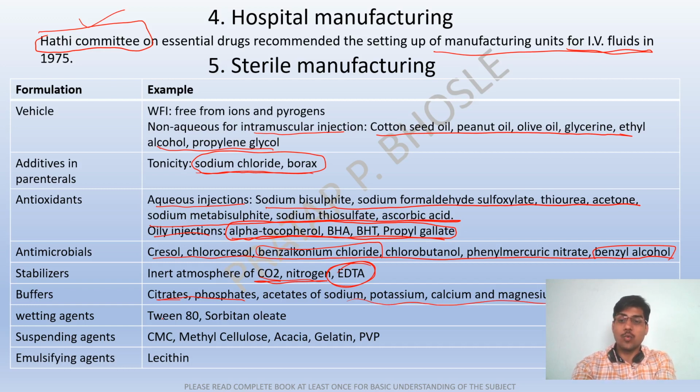Wetting agents: Tween 80 and sorbitan oleate. Tween 80 wetting agents and sorbitan. Suspending agents: CMC, methyl cellulose, acacia, gelatin, PVP. Emulsifying agent is lecithin. ये क्वेश्चन आ सकता है. This can be an important question. Which is the emulsifying agent? Lecithin.